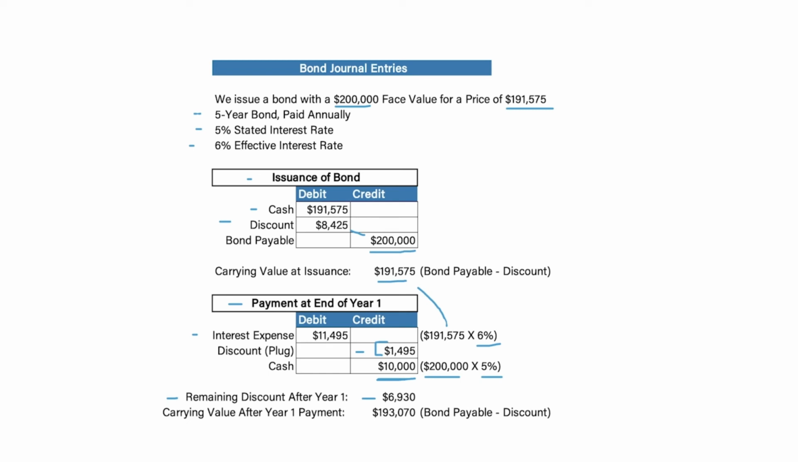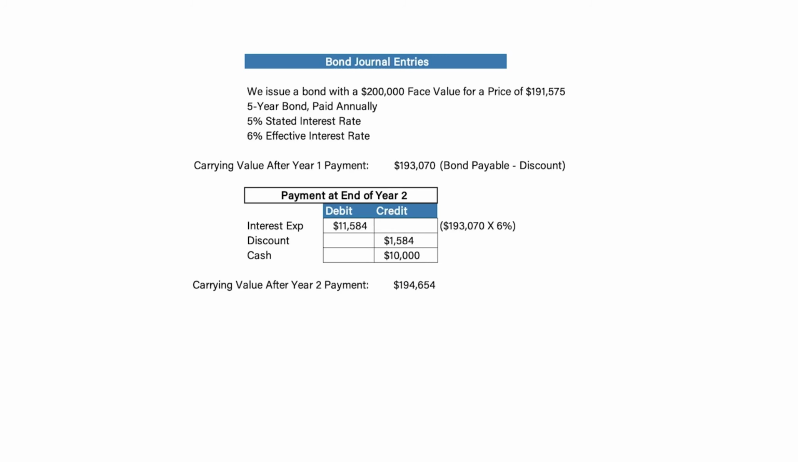So then the carrying value after the year 1 payment is 193,570. In other words, it has increased. And the reason is because the discount initially decreases the carrying value. So as we write off the discount, the carrying value is going to get closer and closer to the face value of 200,000. So now what would the journal entry be for the year 2 interest payment?